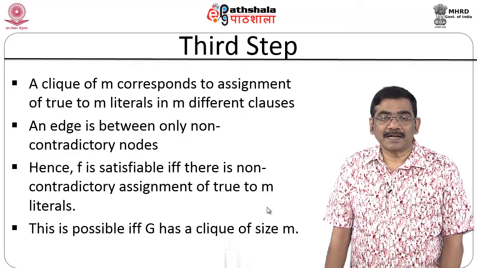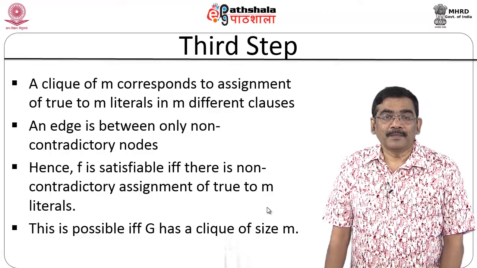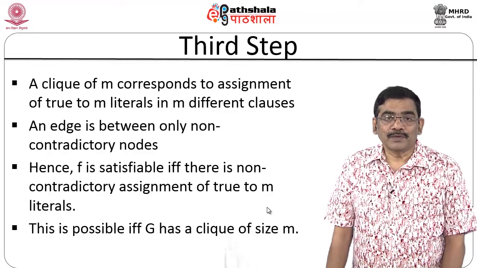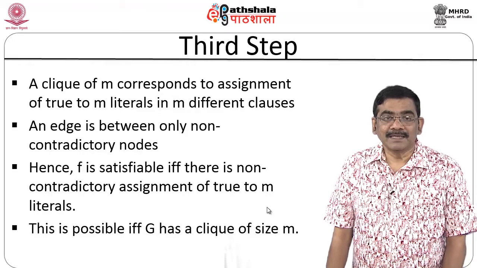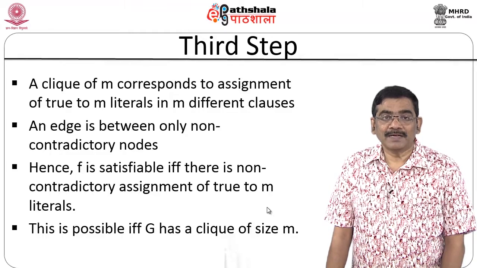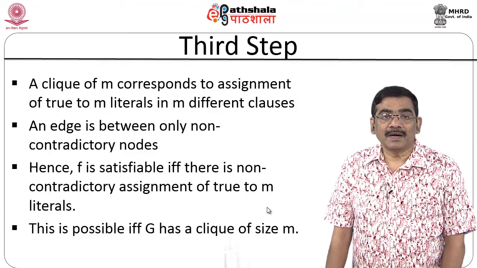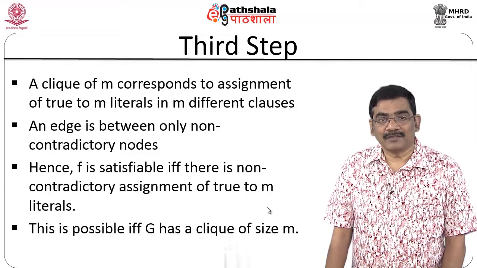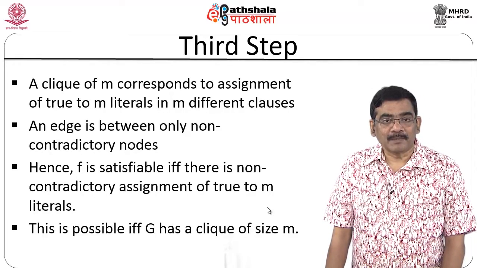So, that means at least one literal should be assigned the value of true. So, in the graph, equivalently, we can say that it is available as a node. In other words, that should have the connectivity. Therefore, this is possible only if M cliques are available in the graph. So, this is the proof of this particular problem.